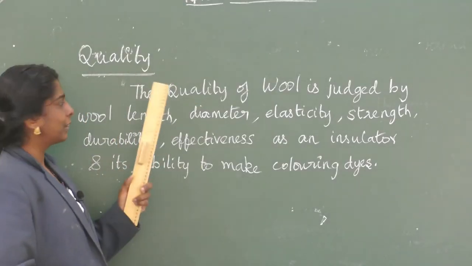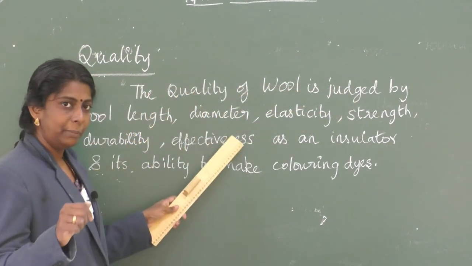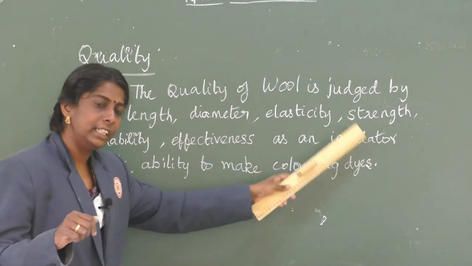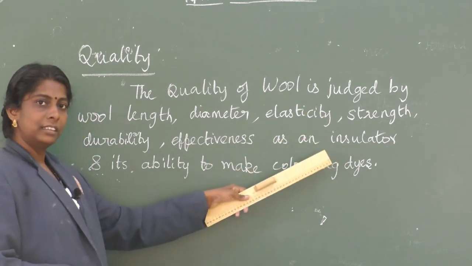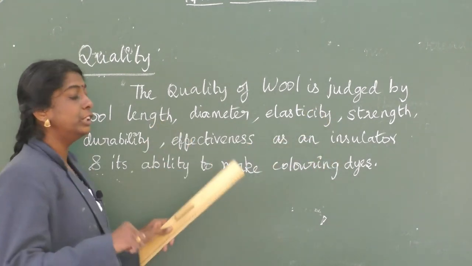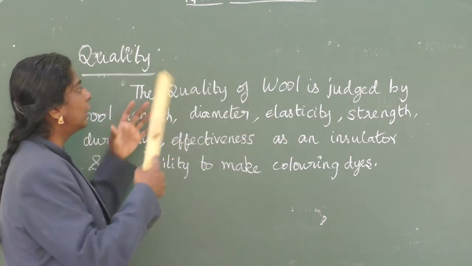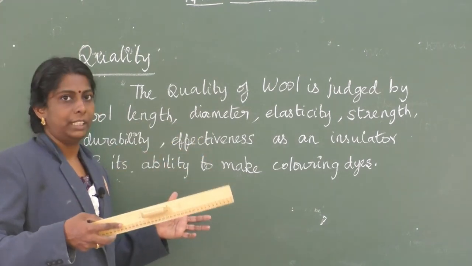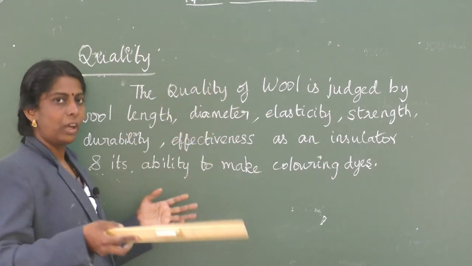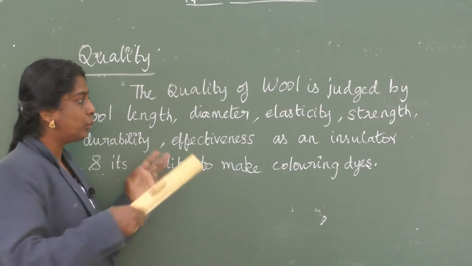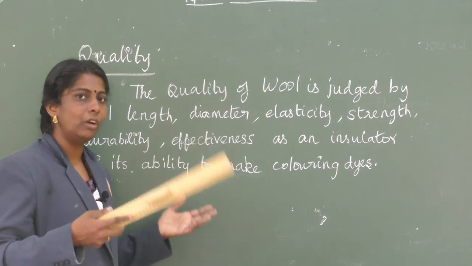Quality of wool. Okay. The quality of wool is judged by its length, diameter, elasticity, strength, durability, effectiveness as an insulator and its ability to take coloring dyes. So with all these properties, they are judged by their quality. Then finally it's graded into first quality or second quality, like that. Clear? Only based on all these properties, they are finally set as first quality or otherwise.